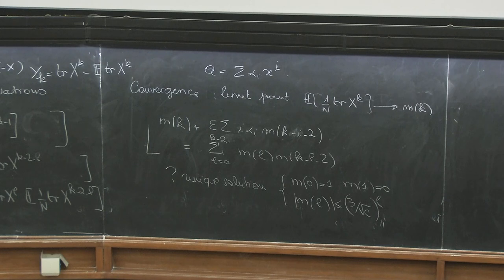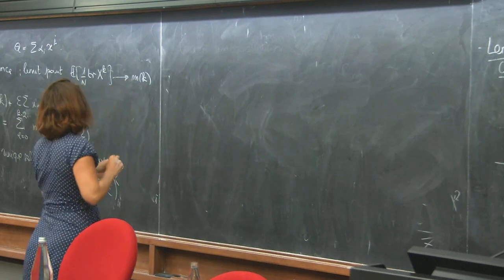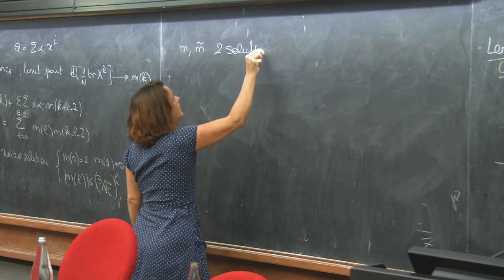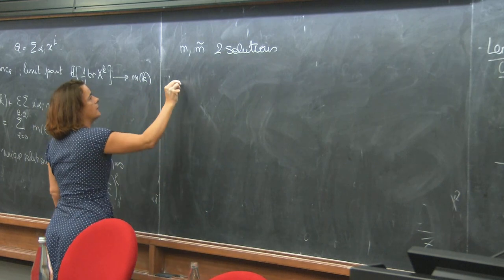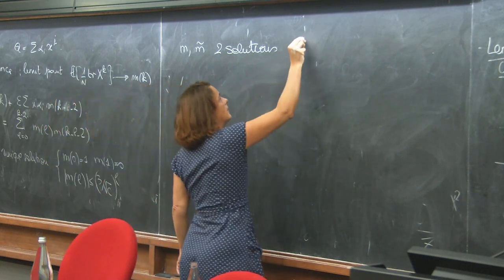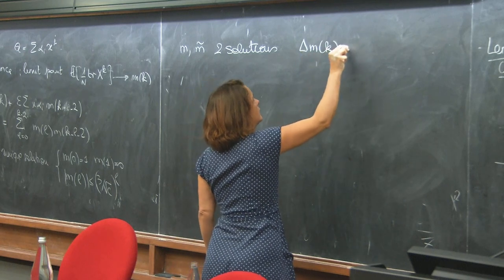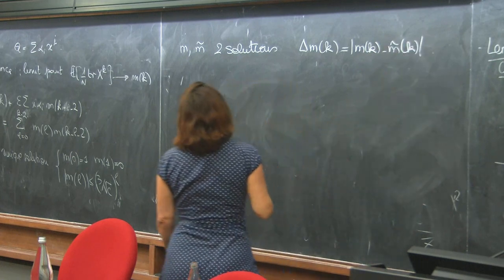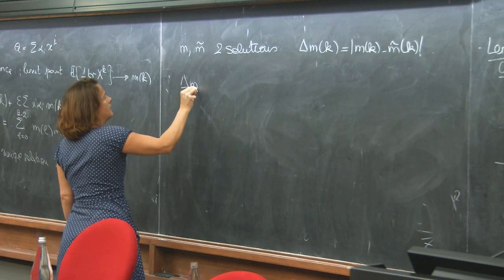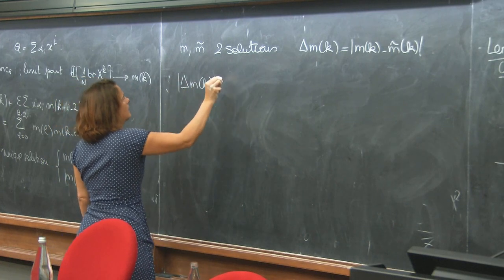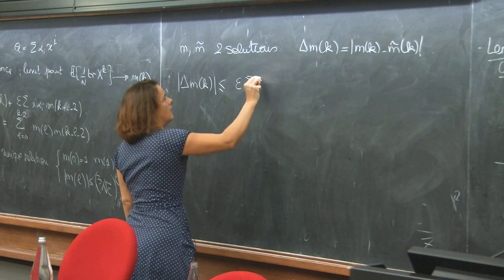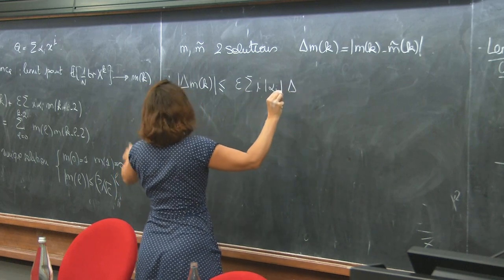And to do that, you just get a closed equation. So you take two solutions first, m and m tilde, and you take the difference. So you put delta m_k, the difference m_k minus m tilde k. And what you get is a delta of m_k. So this is going to be bounded, so this I put on the other side. So I will have epsilon, the sum over i of alpha_i, and then I have delta of m.